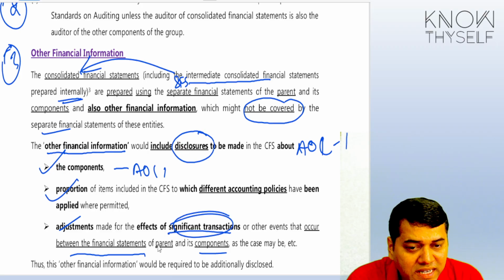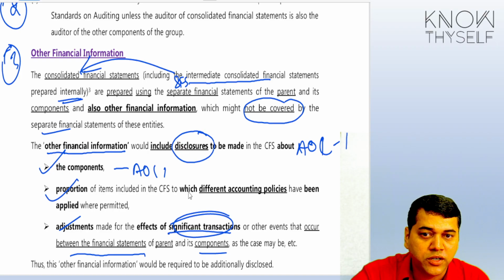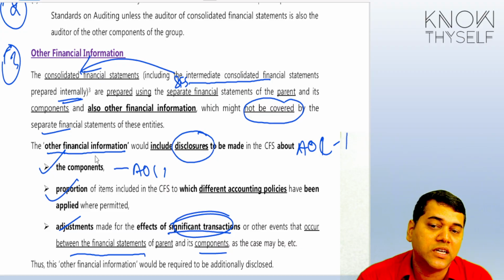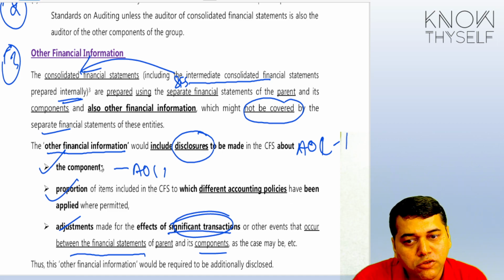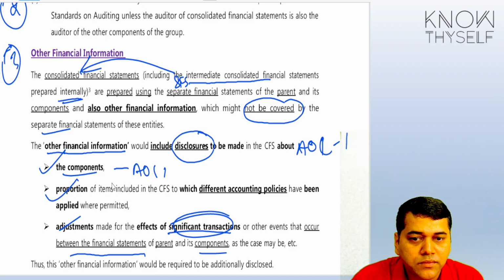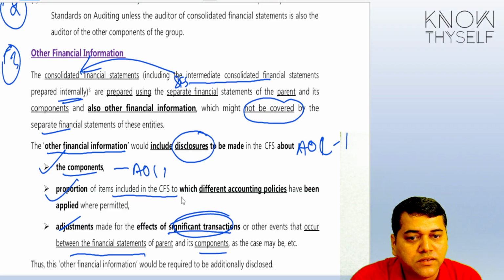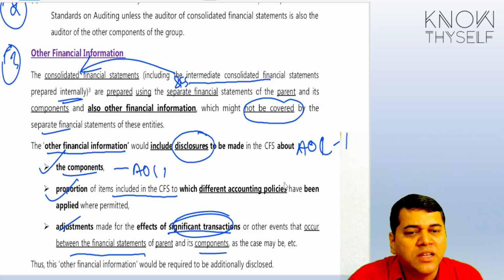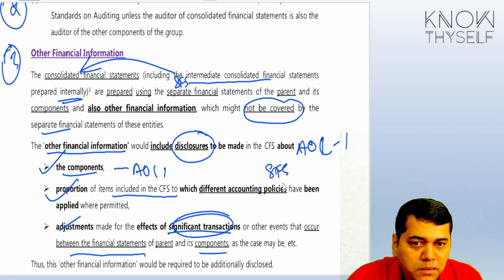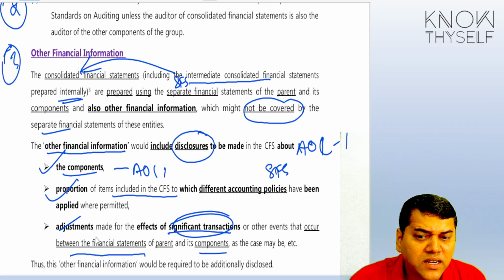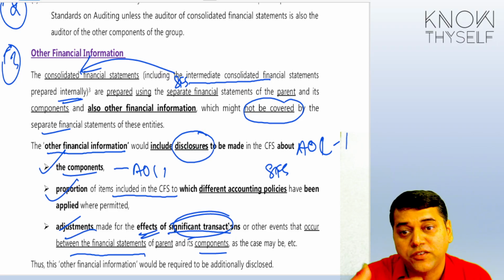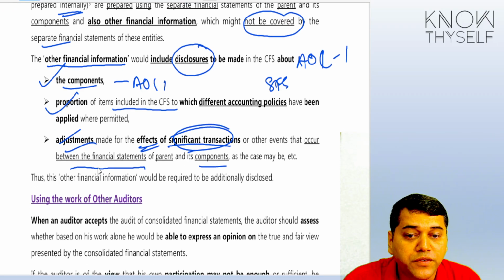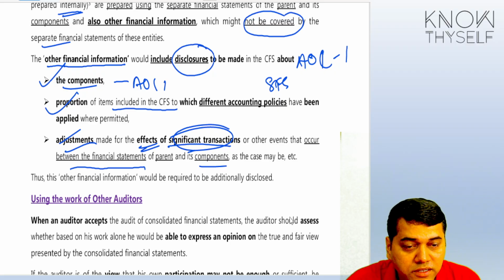Now, what is the significant transaction adjustments? That also I'll explain to you as we proceed. So these are all the examples of other information which an auditor has to consider. Now, we understood, okay, sir, disclosure related to components, we agree. Proportion of items to be included in the CFS with the different accounting policies also agree, because these things are not found in SFS, but they are found in the CFS. What is that? Adjustment for the effect of significant transaction. That means something is not found in the SFS but part of the CFS, which is found between the financial statement of the parent and components.